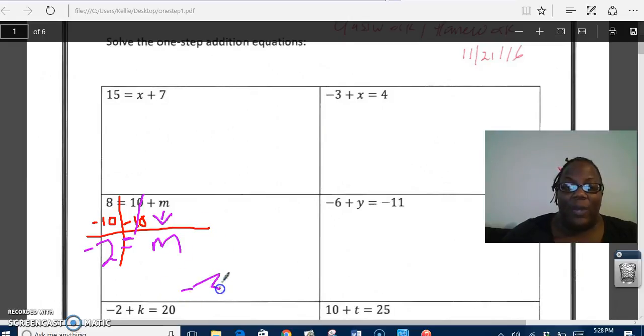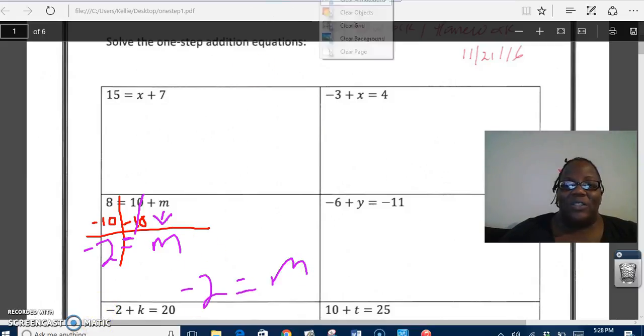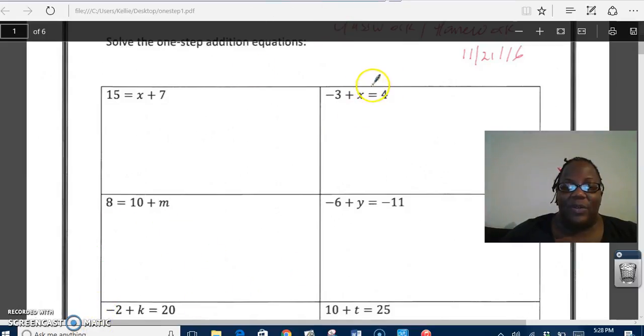Negative 2, wow, that was bad. Don't laugh. Negative 2 equals M. Okay? Moving on to the other side. Let me do these. Remember, draw your street. Figure out where your letter is. Letter's on this side of the street.